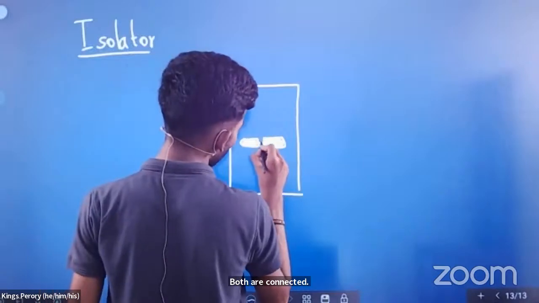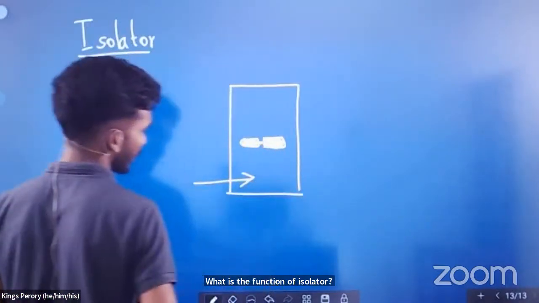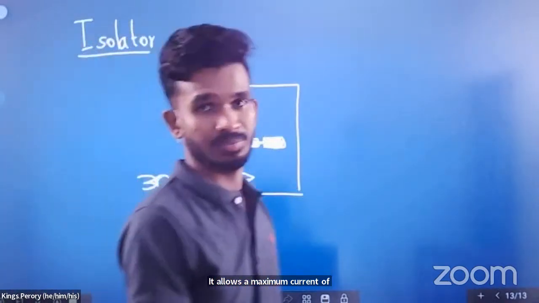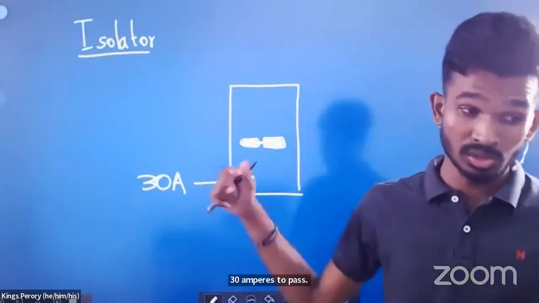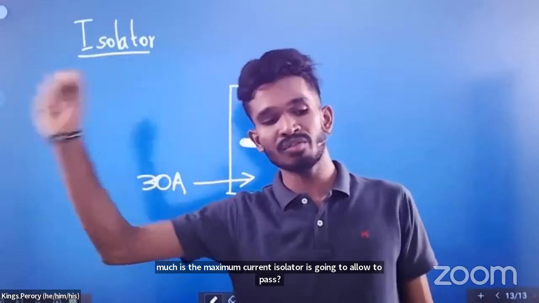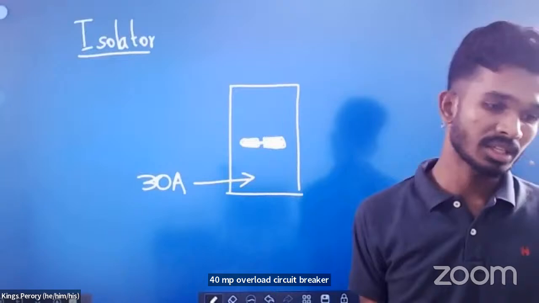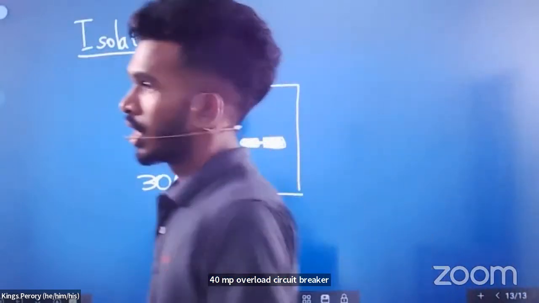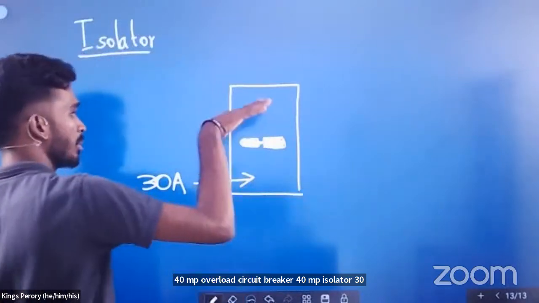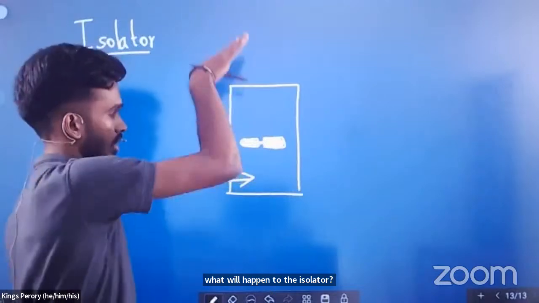What is the function of the isolator? It allows a maximum current of 30 amperes to pass. Overload circuit breaker, 40 ampere. Isolator, 30 ampere. So if a current of more than 30 ampere tries to flow, what will happen to the isolator? The isolator will disconnect. It will go down.